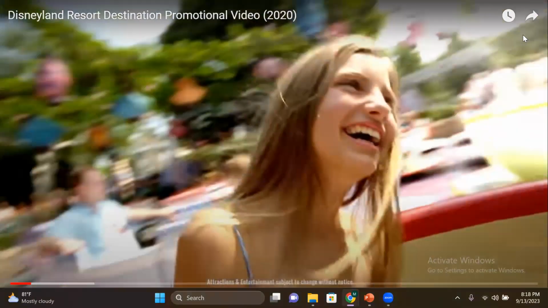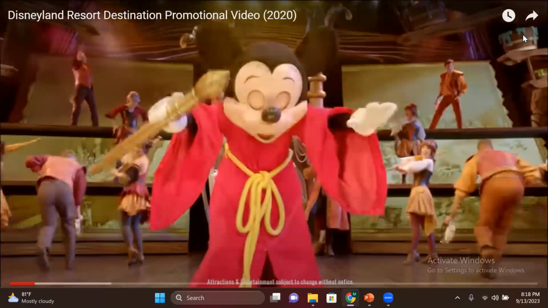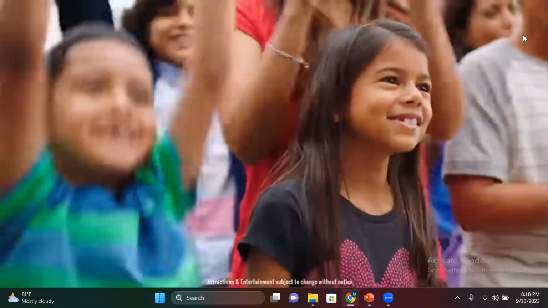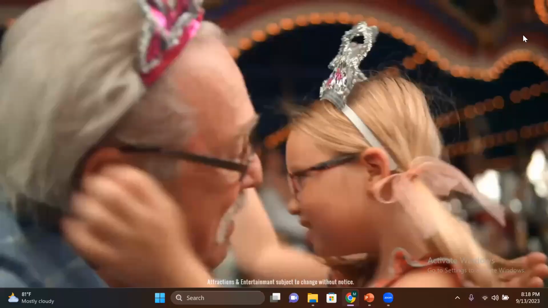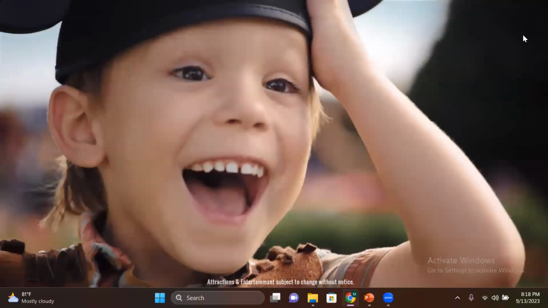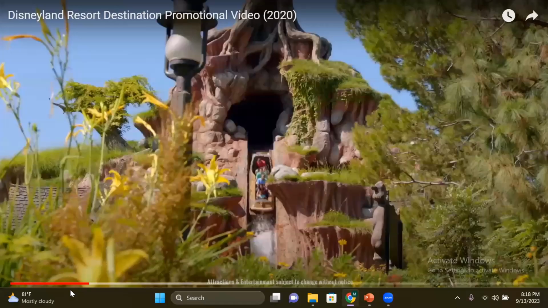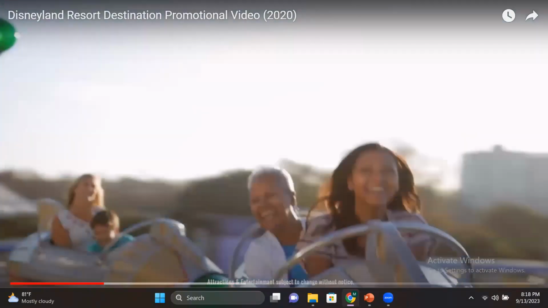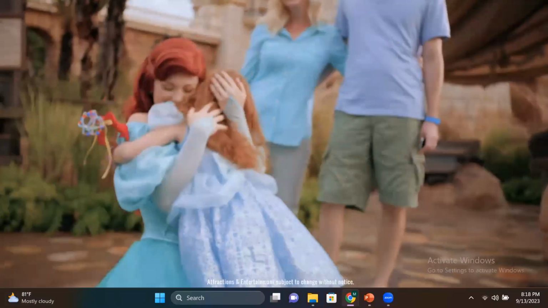There's no better place for new adventures, for making new friends and memories you'll never forget than right here at Disneyland Resort. And with so much to see and do, you'll find more ways and want more days to experience as much of the magic as you possibly can.